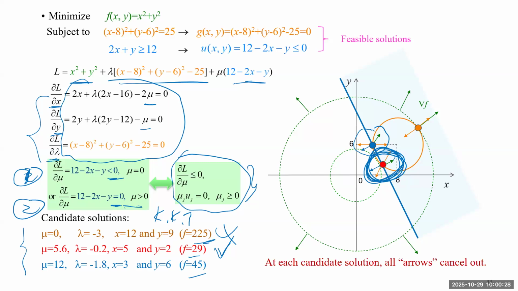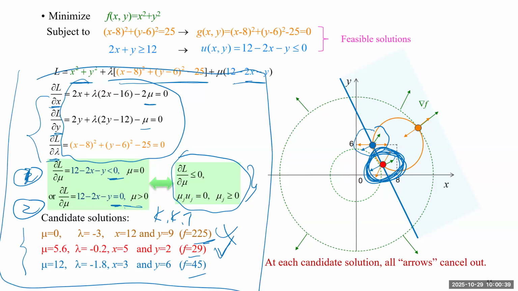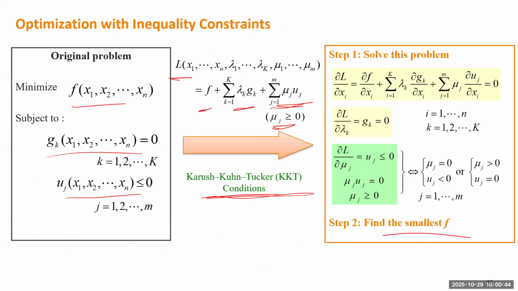Okay. So we still have this conclusion that at each candidate solution, all arrows will cancel out. But you don't have to use this geometric method. You only just need to follow the procedure we talked about in the class to solve the problem.